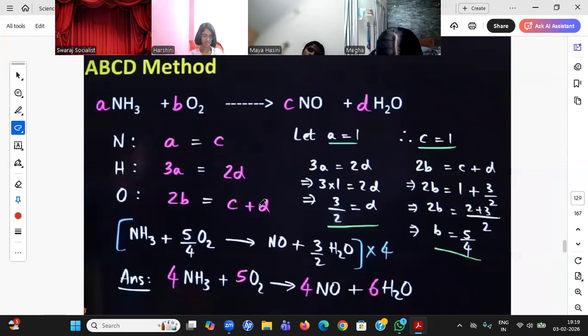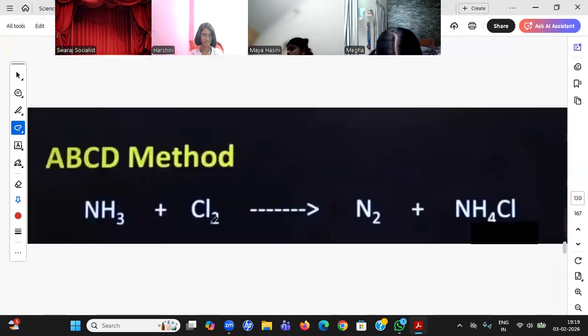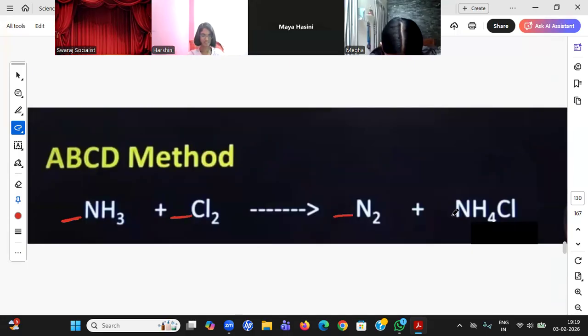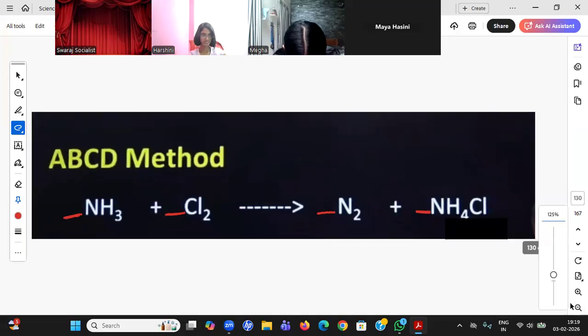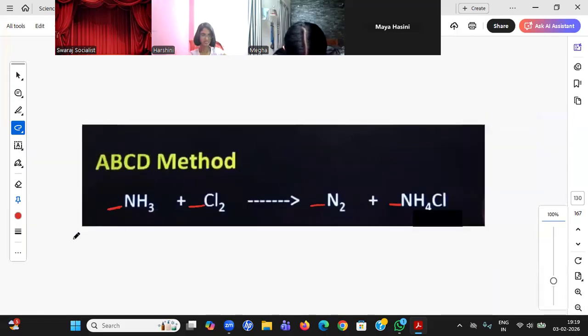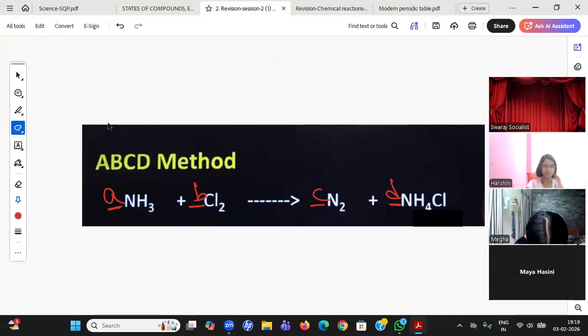Okay, will you try one question? Try this, student, with the ABCD method. Please give me the A, B, C, D values. Try, student. Even I'll try and you will also try it.